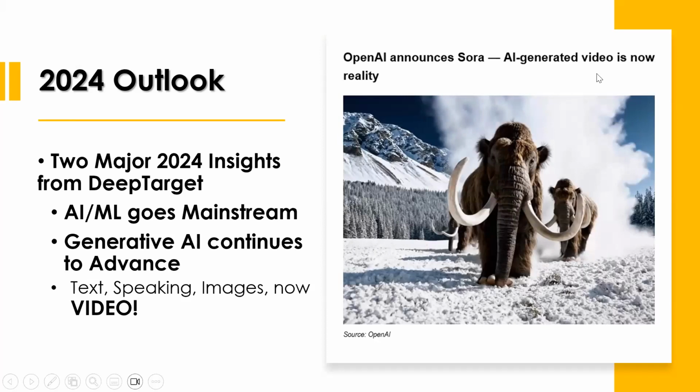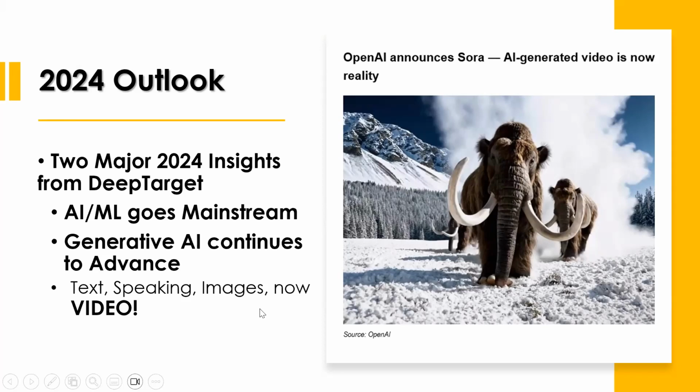Sora is an AI-generated video which, based on a series of text, will go create a video for you. I'm not going to run it for you, but this one was all about mammoths walking across the snow tundra. And it's incredibly realistic. So it's coming, and it's coming fast. I'll talk about that more in just a minute.